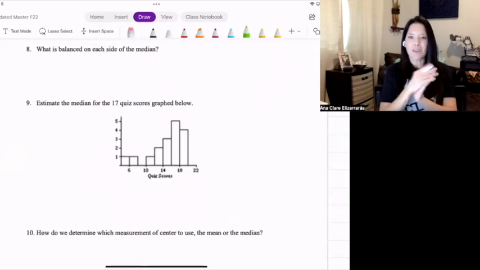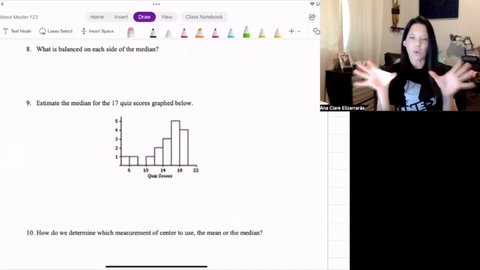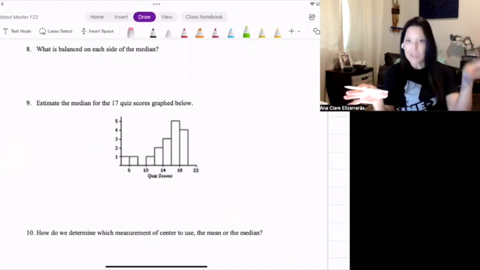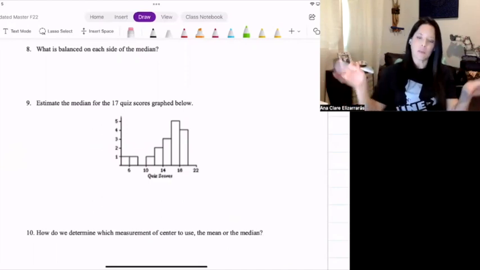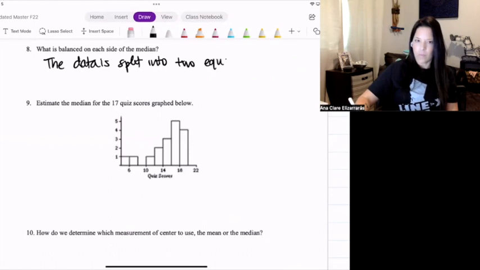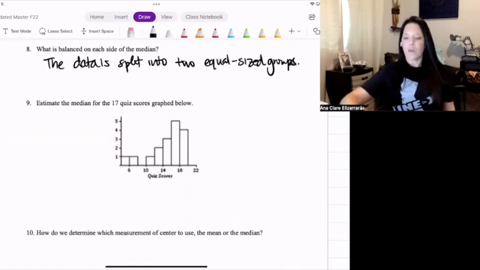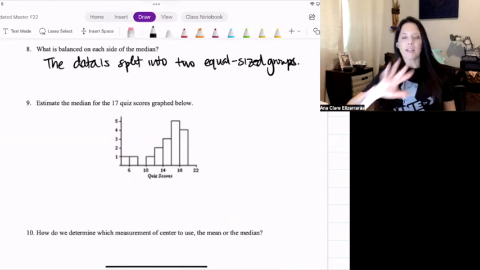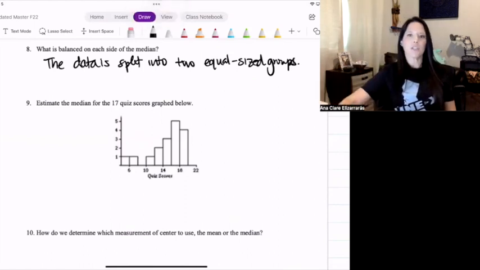What is balanced on the median is the data. The data is split into two equal groups. So there's an equal number of numbers below the median and an equal number of numbers above the median. I'm going to pause here, and in the next video we will continue our exploration into the median.